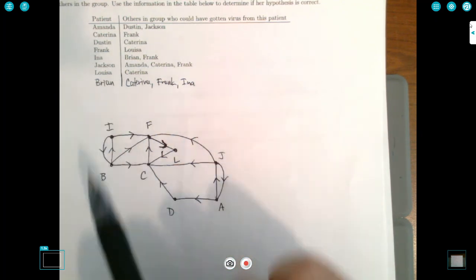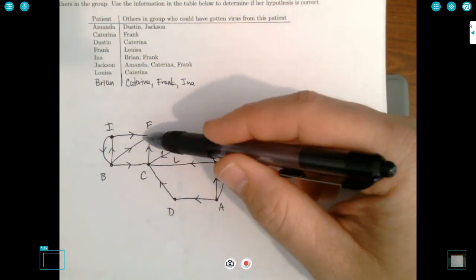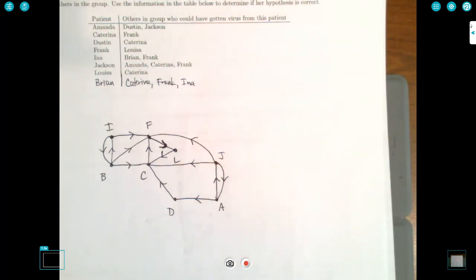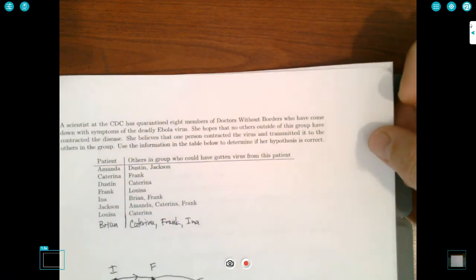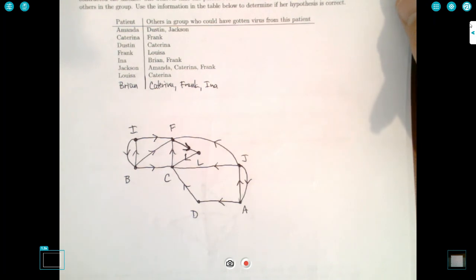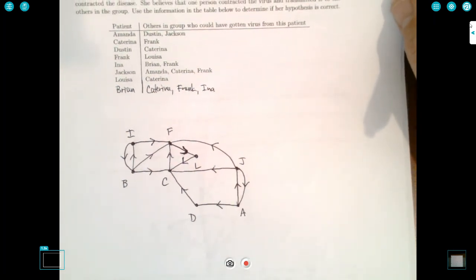What about Louisa? Could Louisa have started it? Nah, she's caught in this same vortex as Katerina and Frank. Okay, so the answer to the question is no, her hypothesis is not correct. According to the information we have, there's no way for the virus to get from any one person to all of the other people in the group.